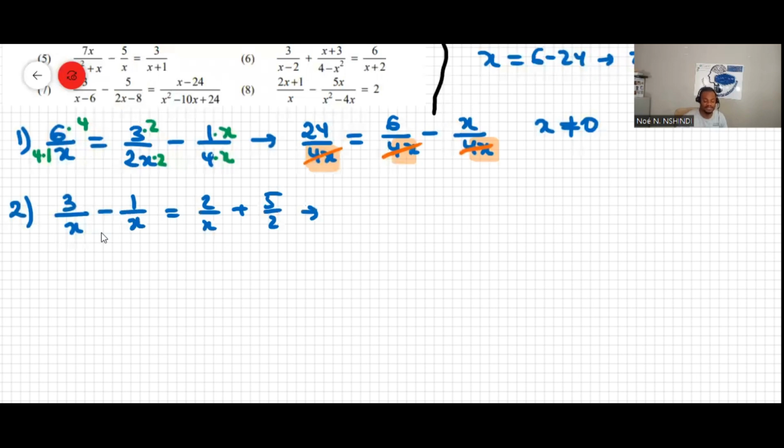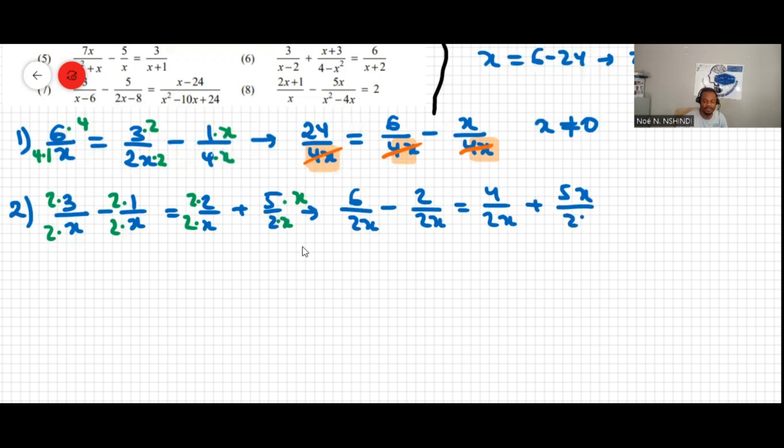We need to find the LCM for all these denominators, x, x, x, and 2. So we times each term by 2 and by x accordingly. So this will make 6 over 2x minus 2 over 2x equal to 4 over 2x plus 5x over 2x.